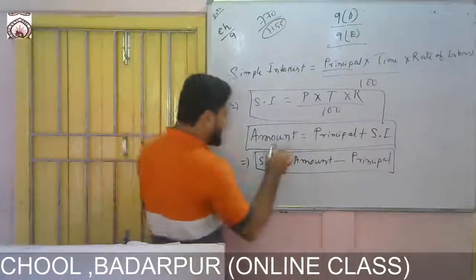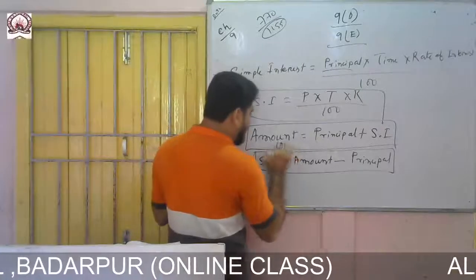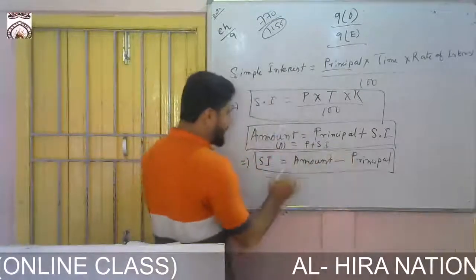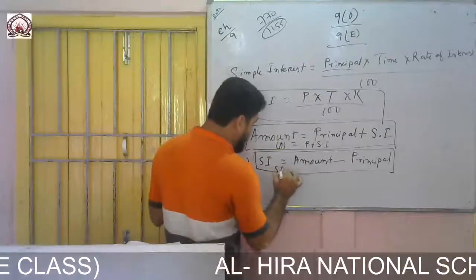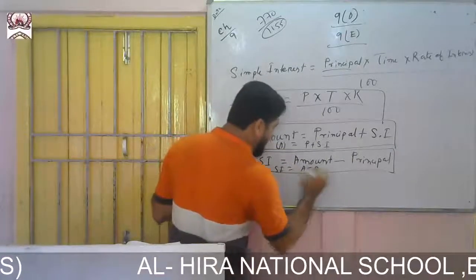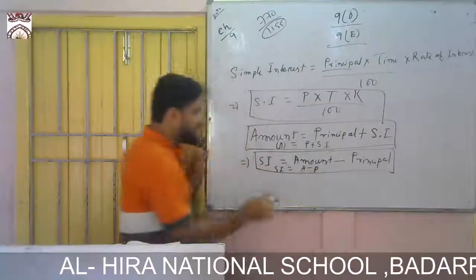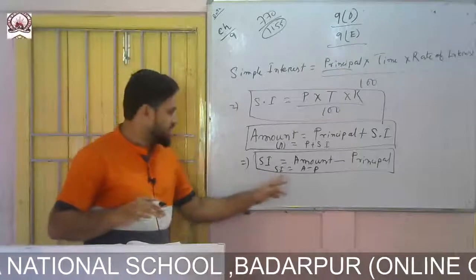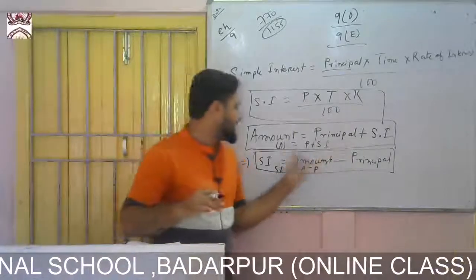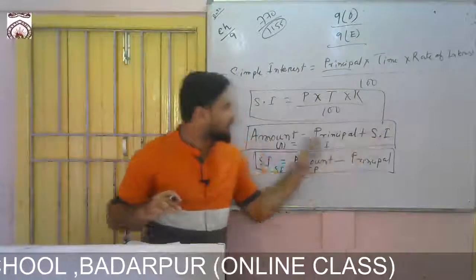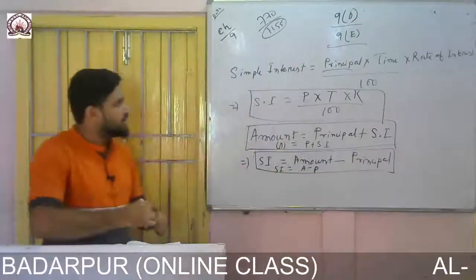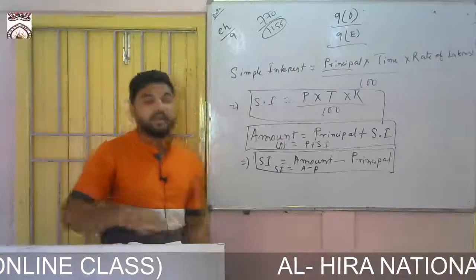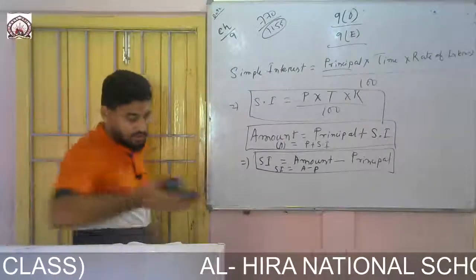So this can all be written like this. In place of amount I can write A equals P plus SI, the short form. And SI equals A minus P. We will be using short forms in solving the problems. SI equals A minus P, A equals P plus SI, like this. With this, let us start exercise 9E.